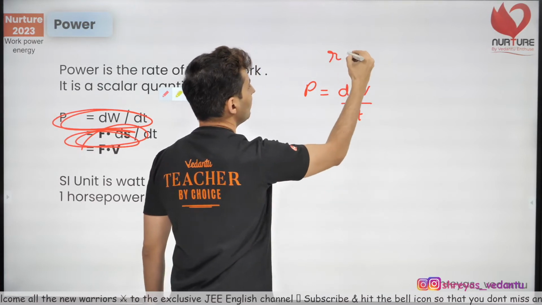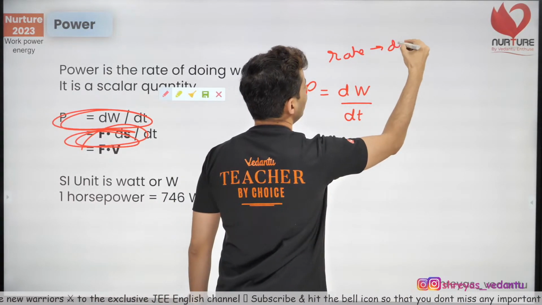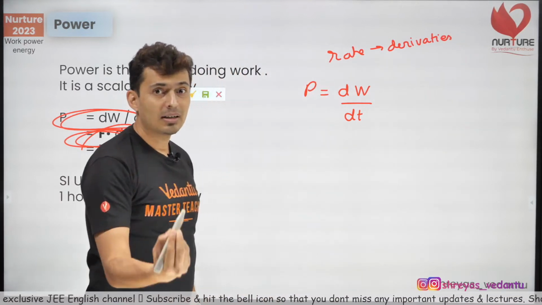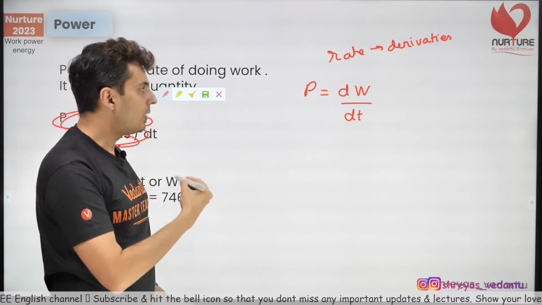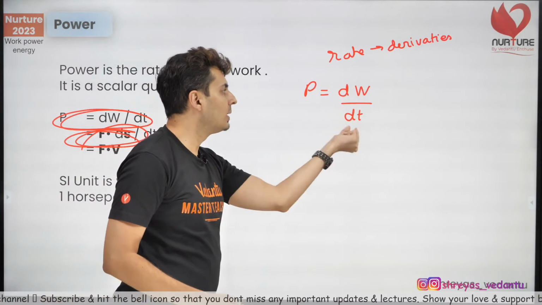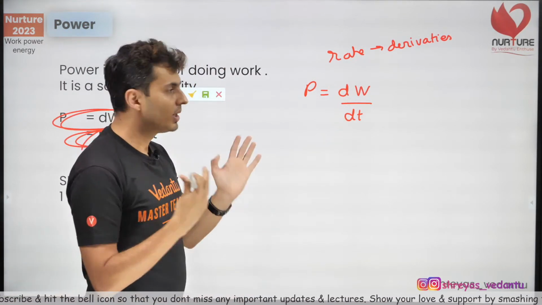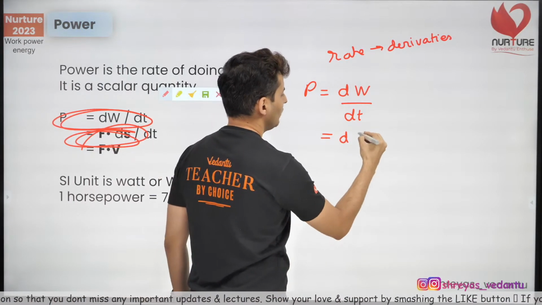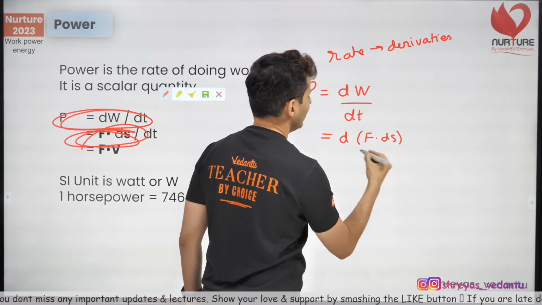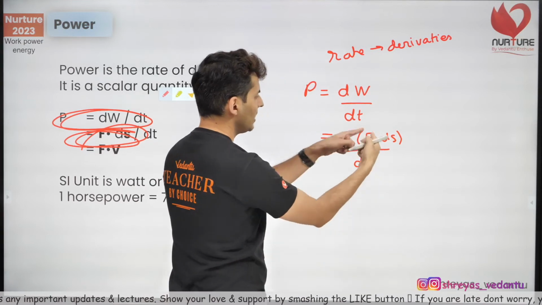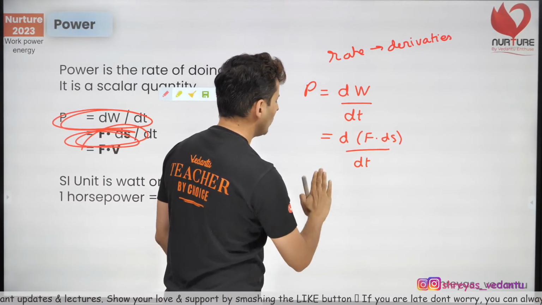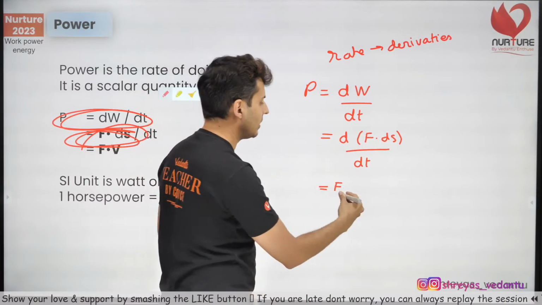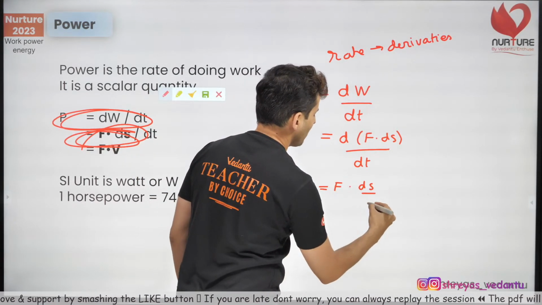Remember, whenever I use the word rate, rate means derivatives. It should automatically click. Rate is nothing but derivatives, d by dt of something. Here, rate of doing work. How much work I do per unit time. What is work? Work is nothing but force into displacement, correct? Bring F outside, because F is, let's say, constant. F dot ds by dt.